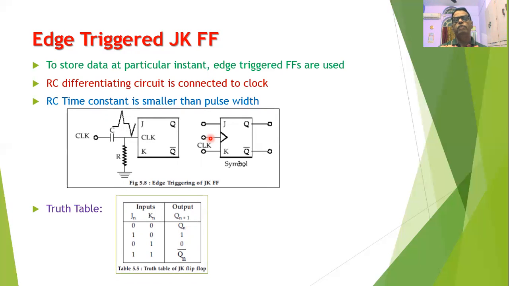So in the edge-triggered flip-flop, the truth table of the JK flip-flop will remain the same. That is, when J is equal to 0, K is equal to 0, then Qn+1 is equal to Qn. When J is equal to 1, K is equal to 0, then Qn+1 will be equal to 1. When J is equal to 0 and K is equal to 1, the output Qn+1 is equal to 0. And when both the inputs are 1, then the output is the complement of the initial state.